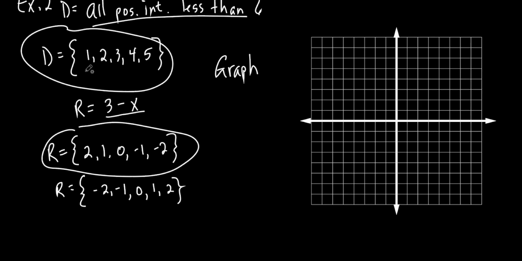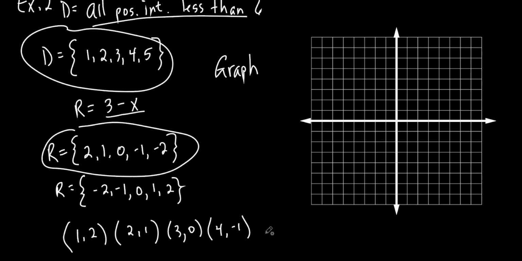So really we're graphing 5 ordered pairs, aren't we? If you want to write them out as the ordered pairs, let's just do it. So the 1 corresponds or goes with what? The 2. So we got a 1, 2. What else do we got? We got a 2, 1. We got 3, 0. We've got 4, negative 1. And then we've got what? 5, negative 2. So this is what we're graphing.